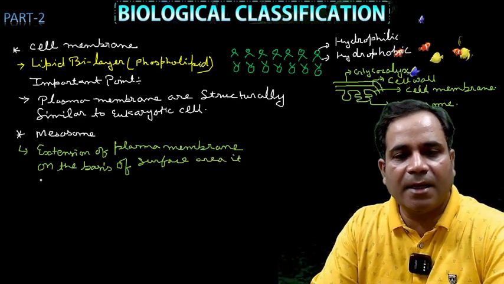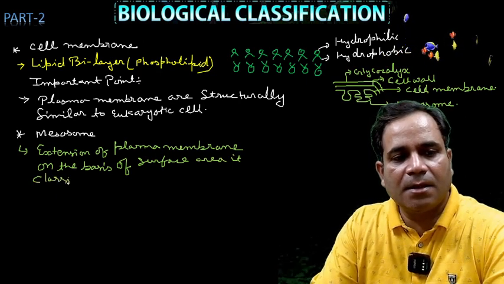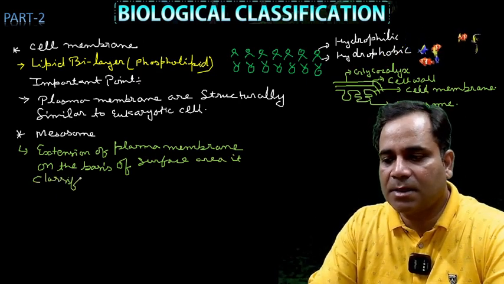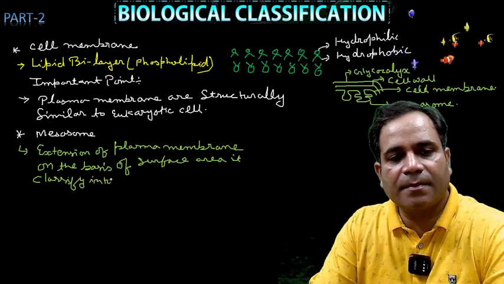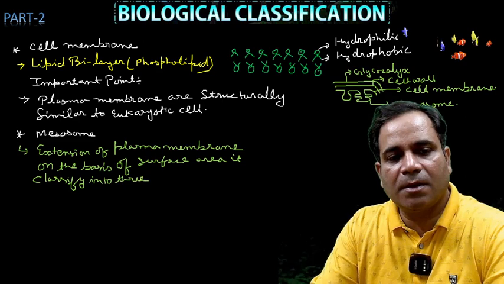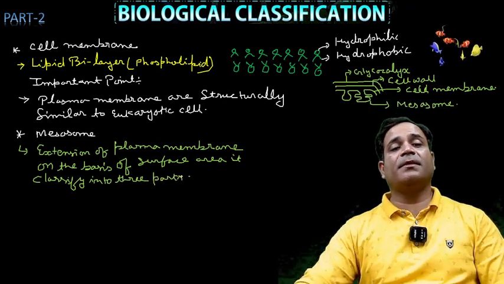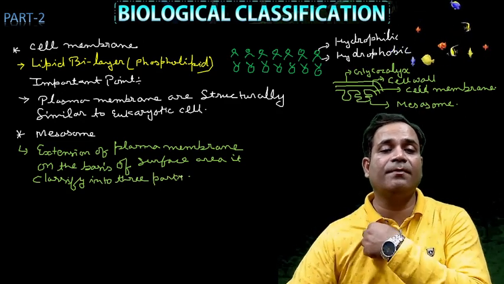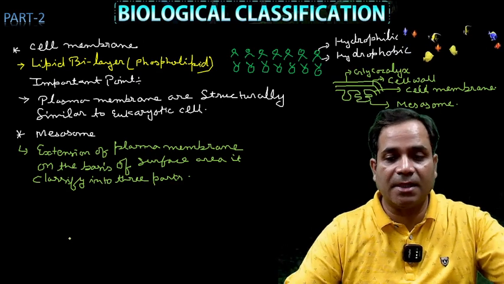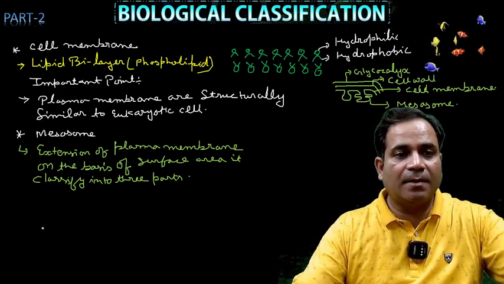It classifies into three parts. Into how many parts, my dear? Into three parts. So see what I'm saying here. The extension of plasma membrane is called mesosome. So mesosomes can be classified into three parts on the basis of surface area. And this one is the diagram to make.